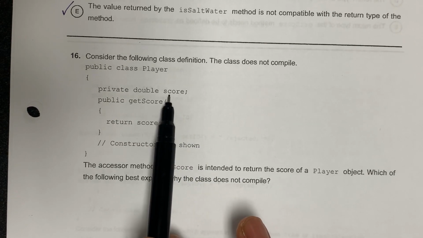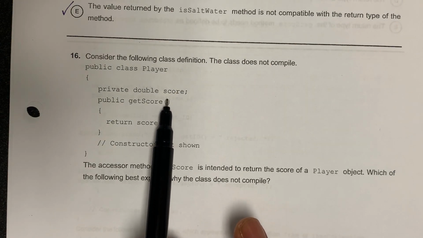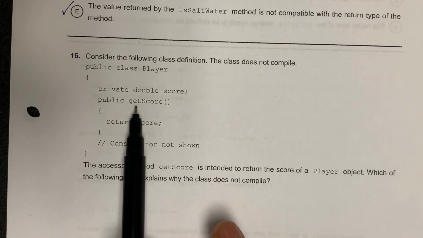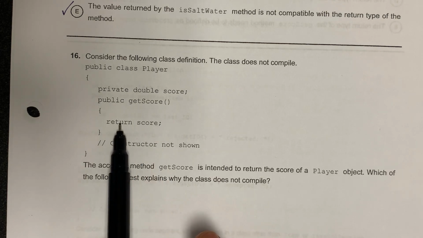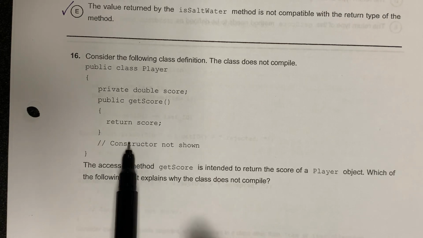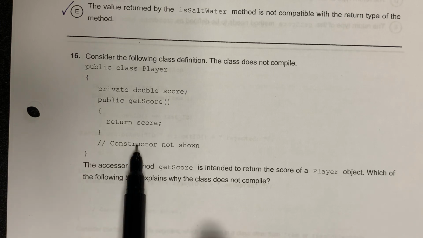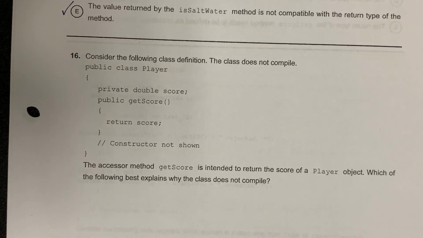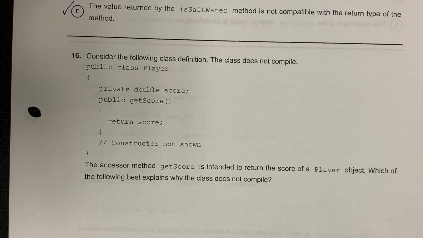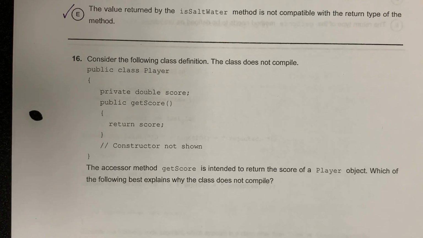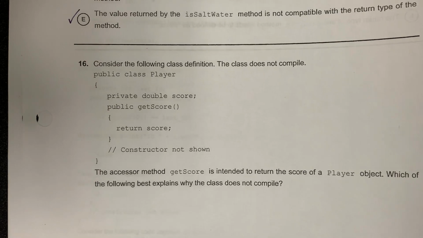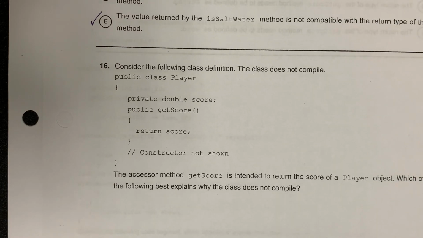We have one instance variable for score. We have a public getScore, and we just return the score. And we don't have any reference to how the constructor was set up. And so the accessor method getScore is intended to return the score of a Player object. Which of the following best explains why this does not compile?